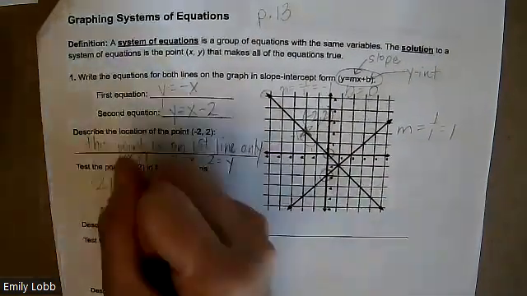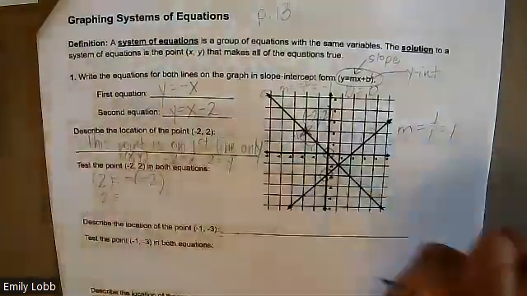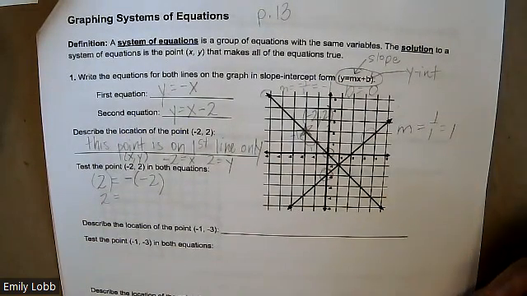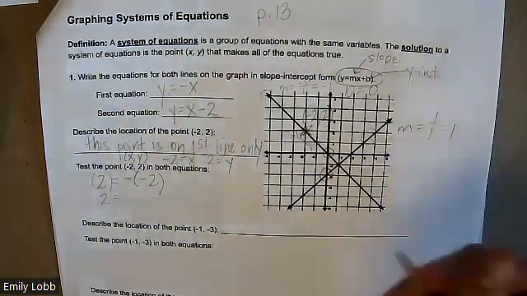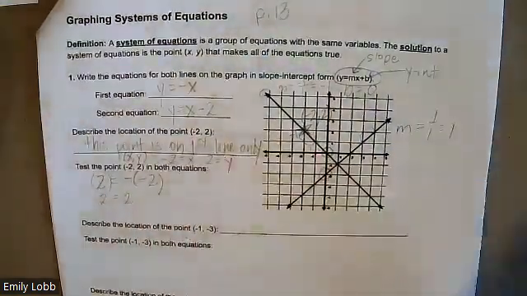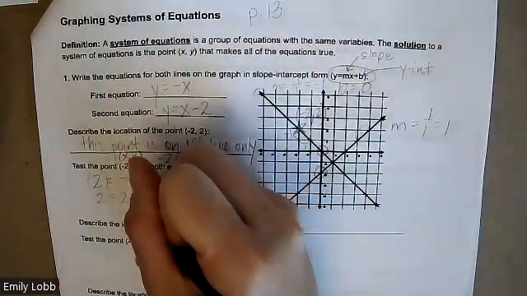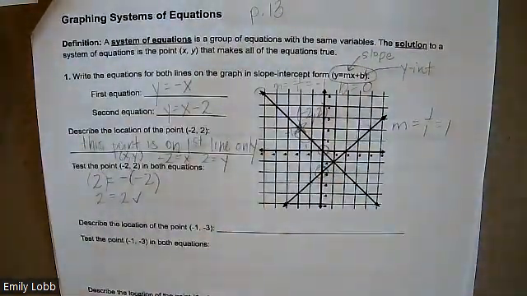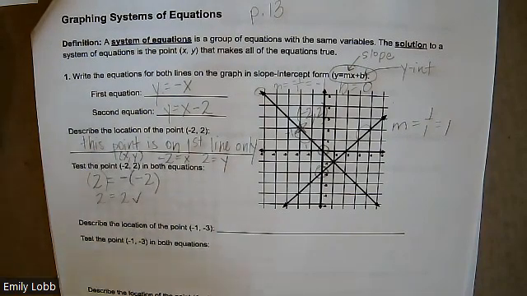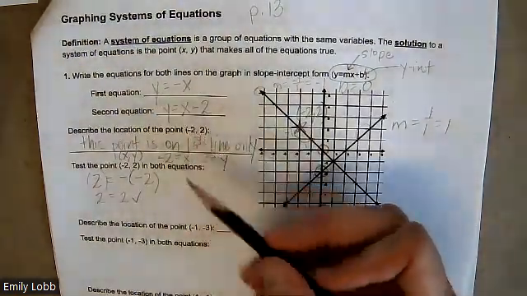So this simplified is telling us that 2 equals, what's the opposite of -2? 2. Does 2 equal 2? Yes. So it makes this first equation true. So let's test it in our other equation, the second equation.